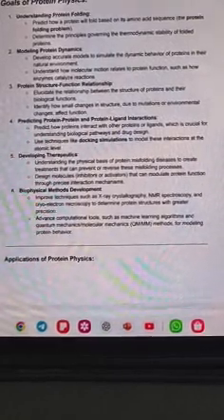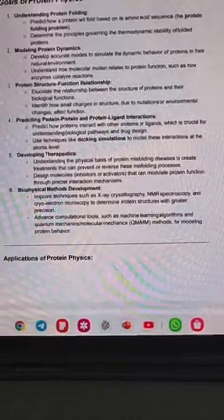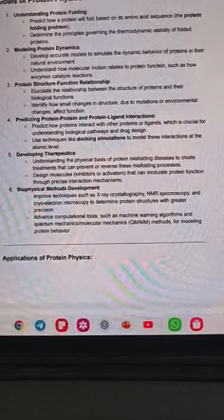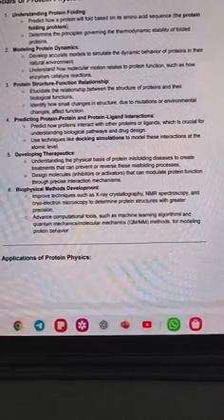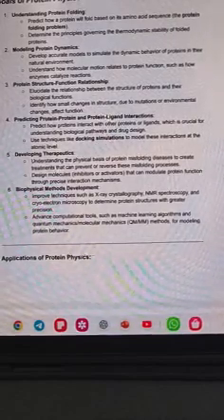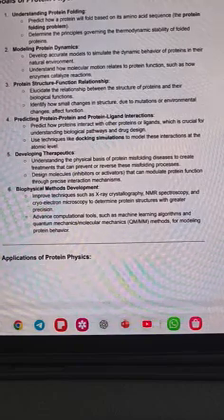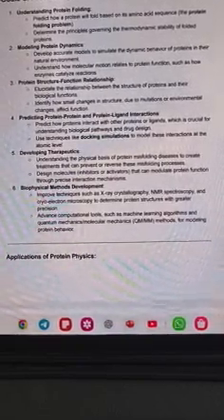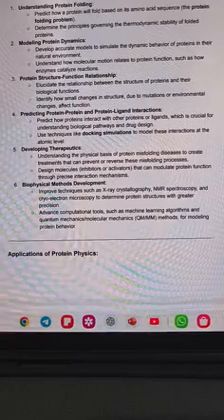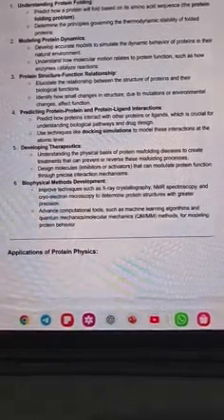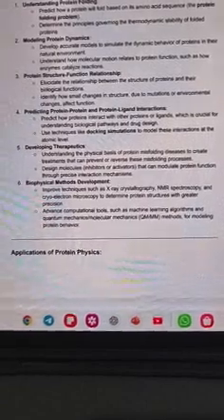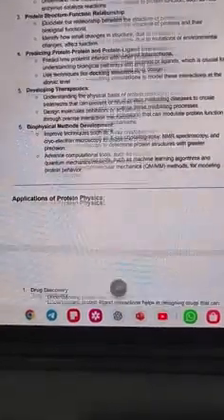Developing therapeutics: understanding the physical basis of protein misfolding diseases to create treatments that can prevent or reverse this misfolding process, and design molecules that can modulate protein function through specific interaction mechanisms. Biophysics method development: improve techniques such as X-ray crystallography and NMR spectroscopy to determine protein structure with greater precision.